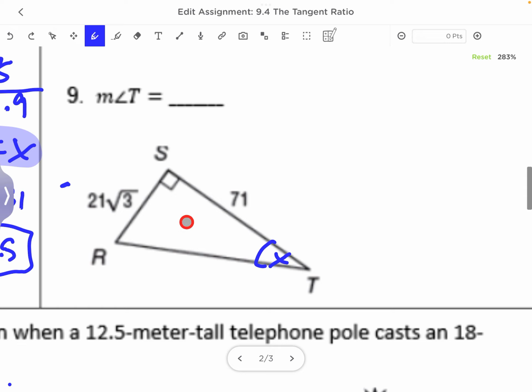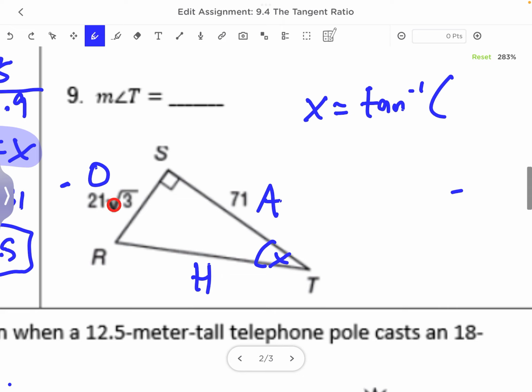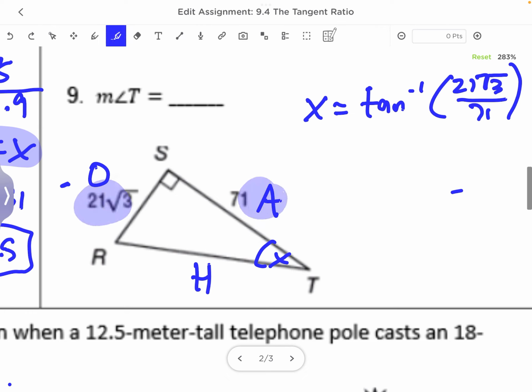So we're going to say x is going to be equal to the inverse tangent. Well, I moved ahead. Let's look at what we can do. This is the hypotenuse, this is the opposite, and this is the adjacent. So we know the opposite length and the adjacent, so we can use tangent to figure out x, because x is the angle measurement for T. All right, so let's say 21 square roots of 3 over 71, opposite over adjacent. So let's just type that into our calculator.